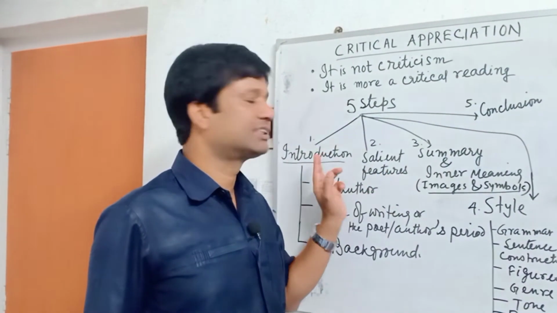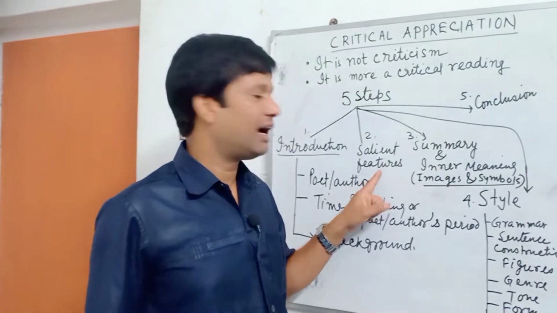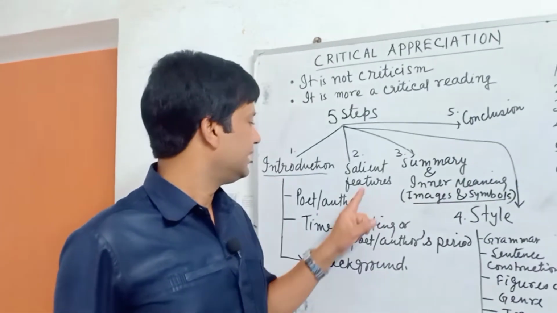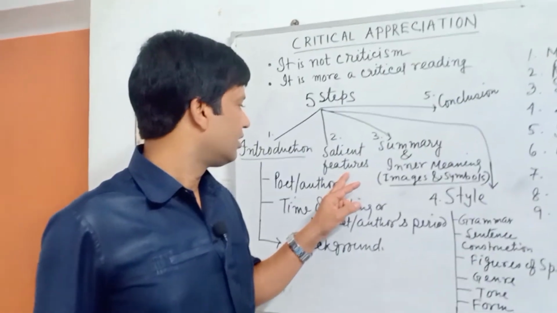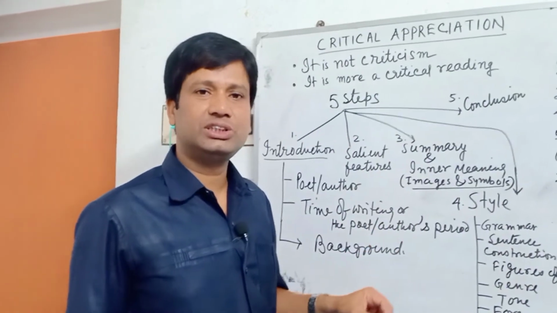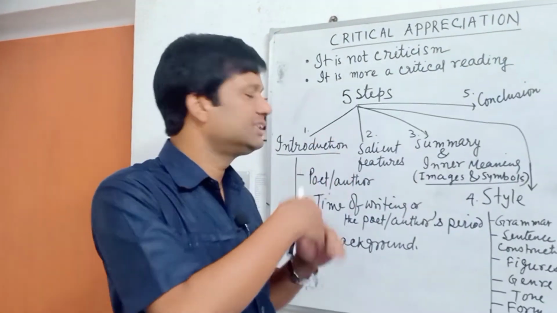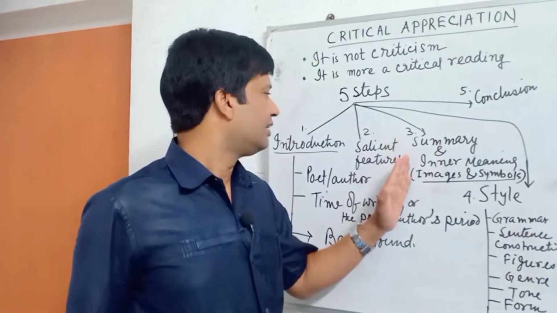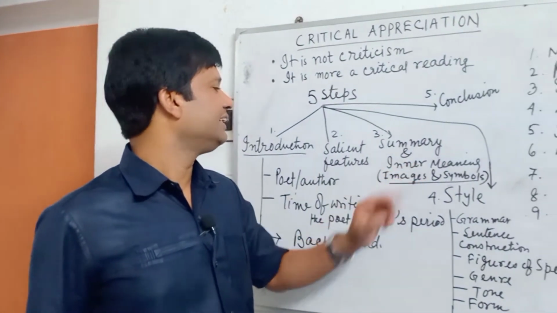For example, One Day I Wrote Her Name. I will write that it is a sonnet. There is the dramatic quality, and the conceit of immortality through poetry is presented in the poem, etc. So these are the salient features. Okay. Now, the third paragraph, that is summary and inner meaning.